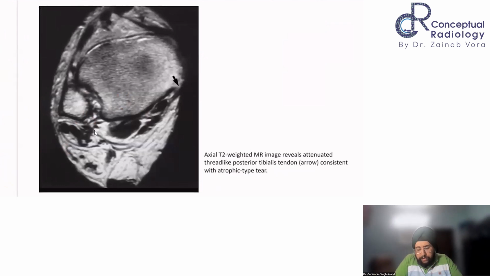Moving on to the atrophic type. Now the size will become less than 2 times in comparison to your other tendons. So you see there is a thread-like posterior tibialis tendon. Normally I told you it should be 2 times. So now it is atrophic. Along with that, it has internal heterogeneous signal intensity changes as well.